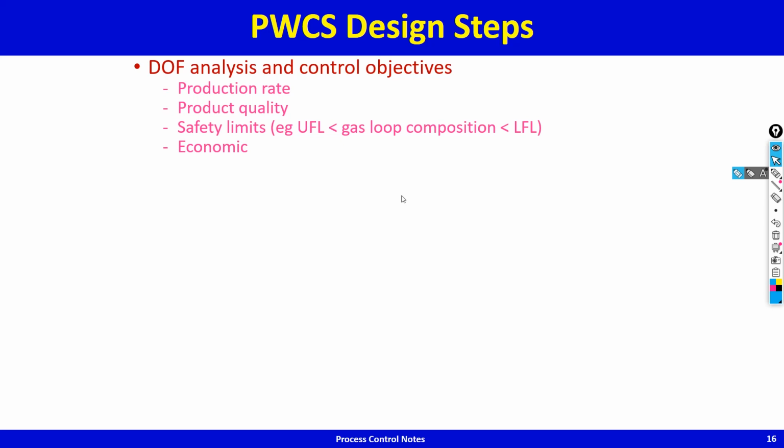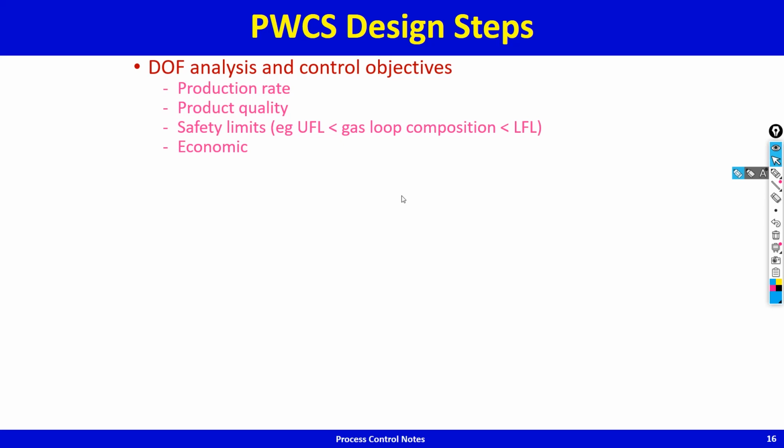Upper flammability limit is where there's too much fuel, too little oxygen. Lower flammability limit is where there's too little fuel, so fire won't go. But if you're in the right range, neither oxygen starved nor fuel starved, a fire can happen, an explosion can happen, and so sometimes there are safety limits.